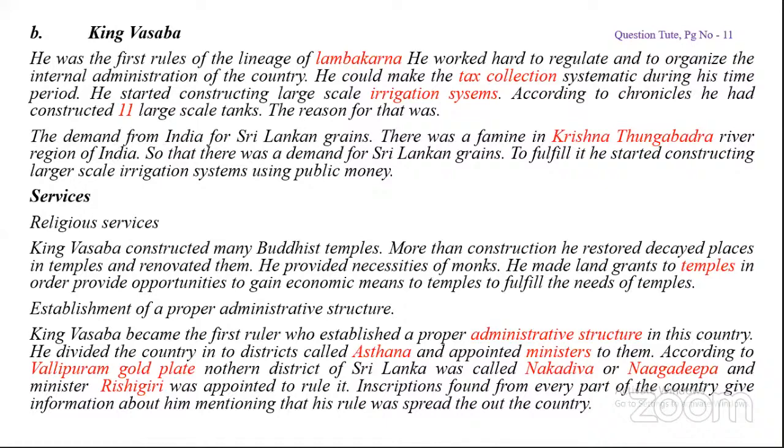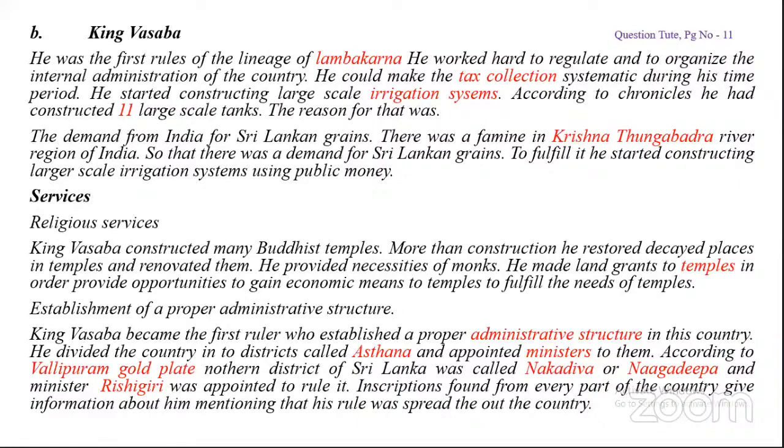So the heading must be there. What is the heading here? Working to develop agriculture and irrigation. That is the heading. Then under services, you can't write other services. You have to write religious services, economic services. Like that, you have to specify the service.